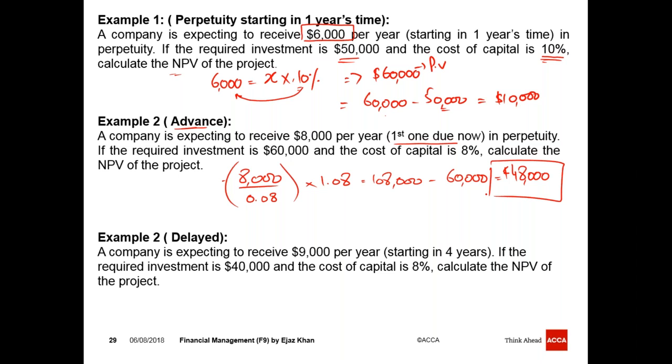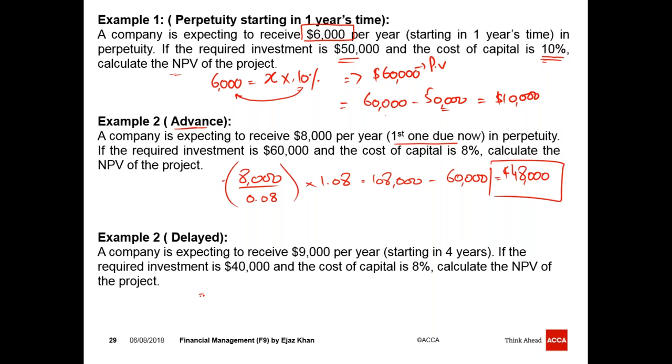So is it clear? Yeah, Ali, it's for delayed perpetuity. The next example is the same. So now let's move towards the delayed perpetuity example.